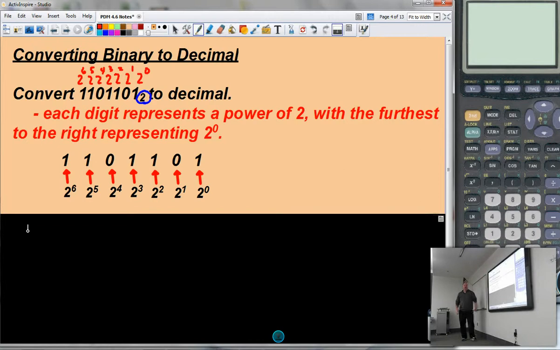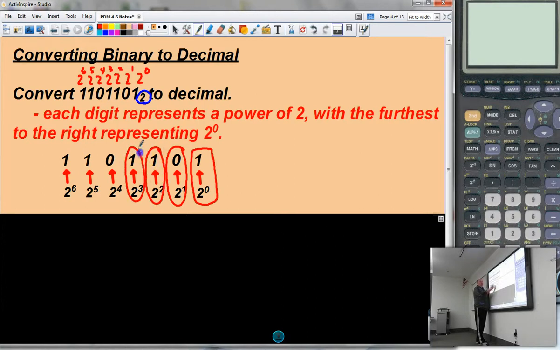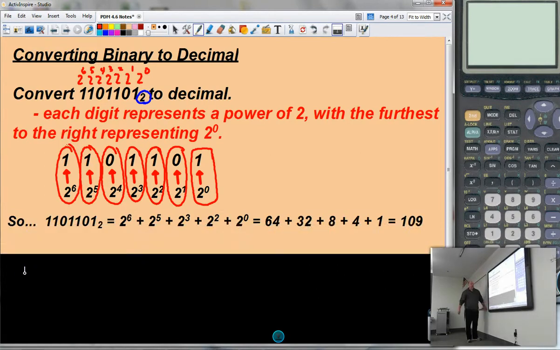Okay, spreading it out so it's a little easier to see. So if I'm looking at 1101101, the last digit to the right represents a power of 2 to the 0. Then I have 0, 2 to the first, 1, 2 to the second, 1, 2 to the third, 0, 2 to the fourth, 1, 2 to the fifth, and 1, 2 to the sixth. So to get my decimal answer, all I'm going to do is, if there's a 1, then that means that 2 to the 6 is in play. If there's a 0, then it's not in play.